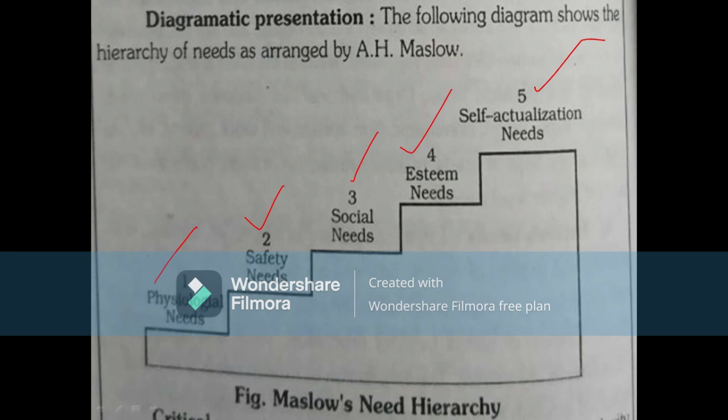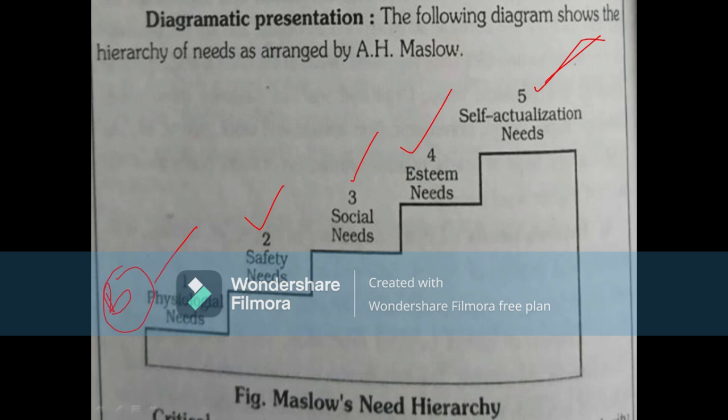These are the steps, the hierarchical needs of an individual. A.H. Maslow divided them this way. If a person does not have, for example, physiological needs, meaning basic needs like food, clothing, shelter, how can he think about self-actualization? Self-actualization means getting recognition in society as a very prominent person, as a celebrity, for example. So first the basic needs should be satisfied, then only can he think about self-actualization needs.